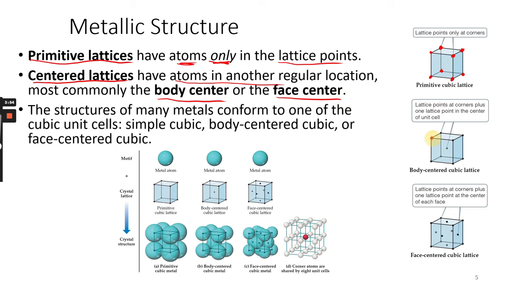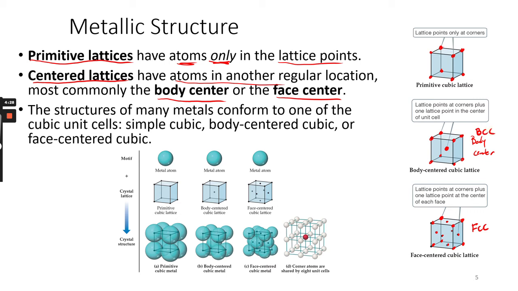So here's your body-centered one. You still have your atoms at the corners, but then you have one atom right smack in the middle. This is called body-centered. Then you have face-centered, where you still have the atoms at the corners, but then on every face of the cube, there is an atom. So this is called face-centered cubic. This is called body-centered cubic.